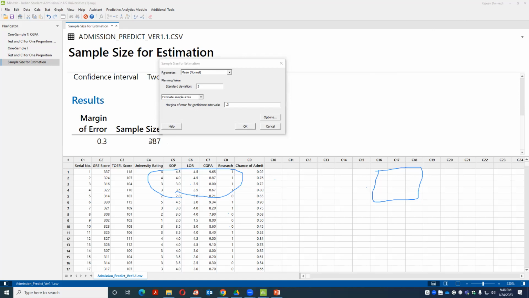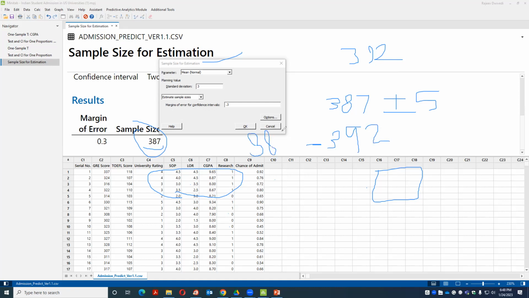What is the meaning of that? Let's say I'm calculating using Minitab and I'm getting 387, and you calculate the same by hand, just manual calculation, and you get 392. So my answer would be 387 plus minus 5. That means within the range of 382 to 392, the answer will be accepted. So this is what I did in order to avoid this problem.